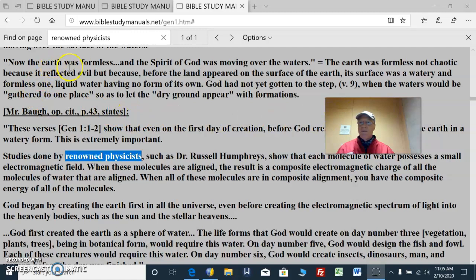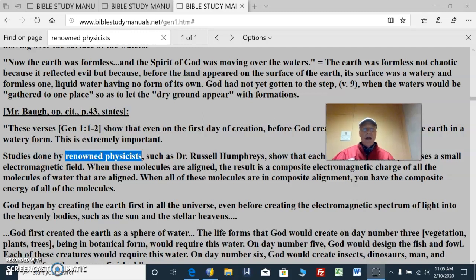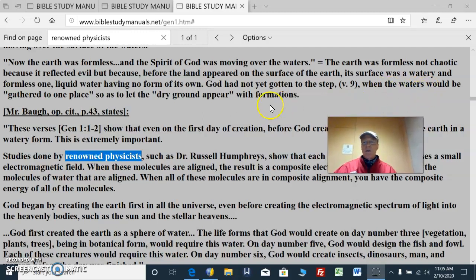Now the earth was formless, and the Spirit of God was moving over the waters. So the earth was formless, not chaotic because it reflected evil, but because before the land appeared on the surface of the earth, its surface was a watery and formless one, liquid water having no form of its own. God had not yet gotten to the step, which in verse 9, when the waters would be gathered to one place so as to let the dry ground appear with formations.